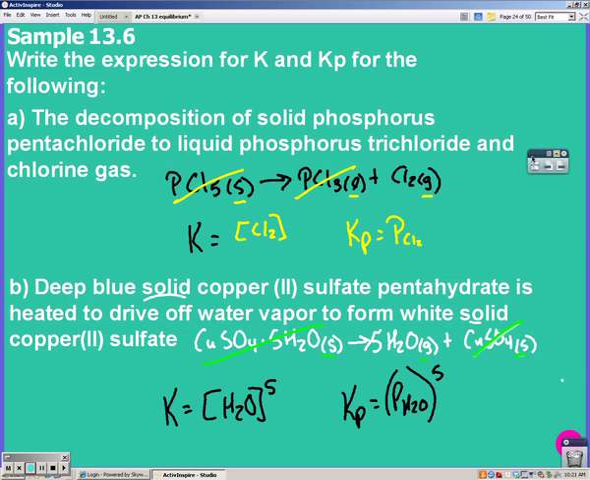On that first reaction, had the reaction been switched and my chlorine been on the reactant side and that's all I was left with, my K would have been 1 over chlorine because I didn't have any products, if that was the case.